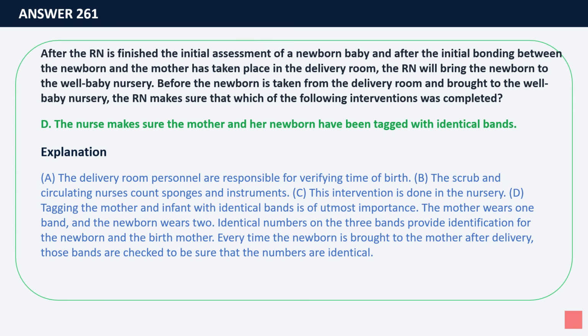D. Tagging the mother and infant with identical bands is of utmost importance. The mother wears one band, and the newborn wears two. Identical numbers on the three bands provide identification for the newborn and the birth mother. Every time the newborn is brought to the mother after delivery, those bands are checked to be sure that the numbers are identical.